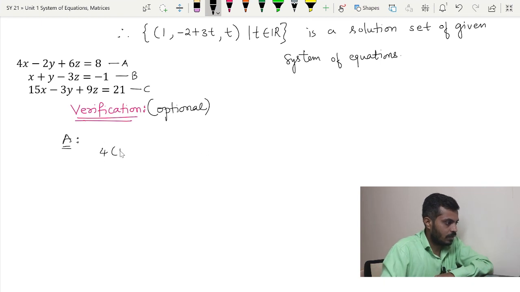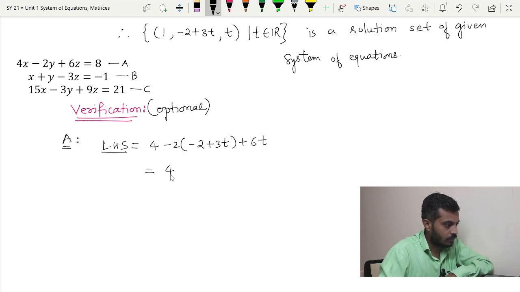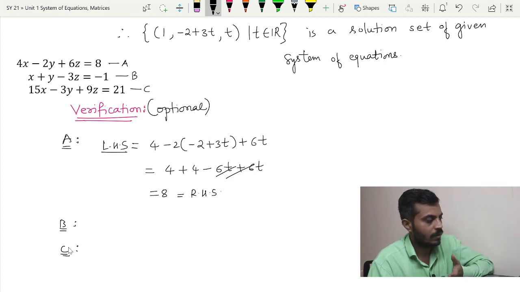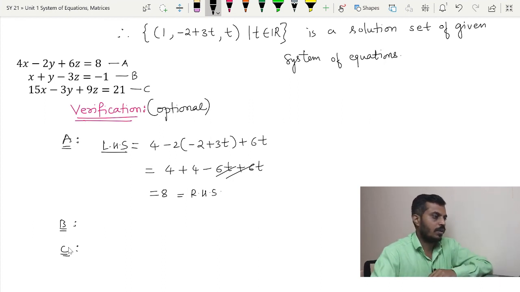So 4 multiplied by 1, just put x is equal to 1. So LHS will be equal to, if you put x is equal to 1, y is equal to minus 2 plus 3t and z is equal to t, 4 plus 4 minus 6t plus 6t. So the 6t and minus 6t will get cancelled out, and this is nothing but RHS. In a similar way you can check for equations B and C. I leave it to you.